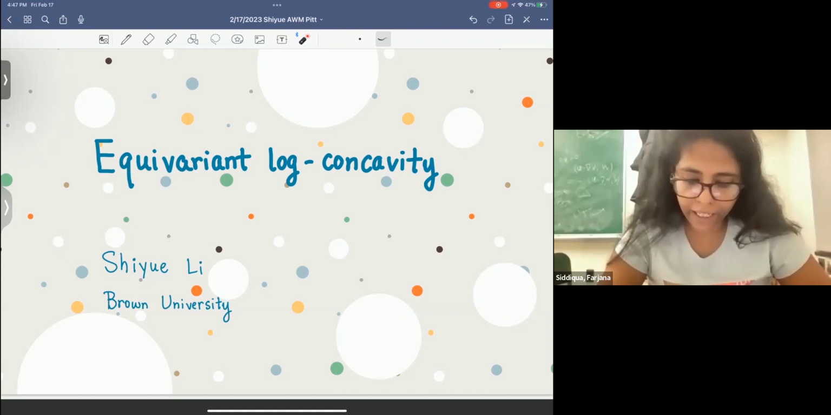One is Shiyue Li and another is Sining Gong. Both are PhD students from Brown University. So our first talk will be on equivariant log concavity of independent sequences of claw-free graphs by Shiyue Li. And our second talk will be convergence of Lagrange FEM of Maxwell eigenvalue problem in 3D. That will be given by Sining Gong. So first speaker, Shiyue Li, you can go ahead.